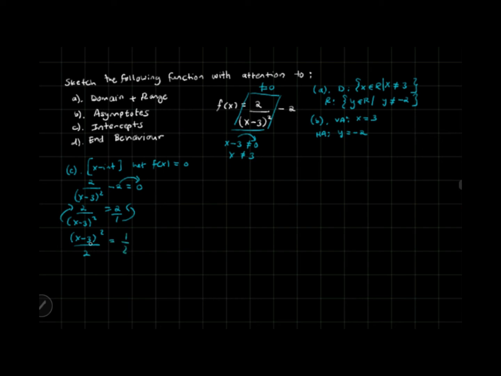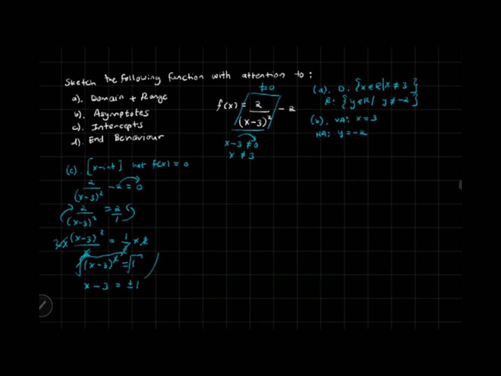What I want to do here is isolate for x. I'm going to multiply this by 2, and do the same thing to the other side. And here you get (x minus 3) squared is equal to 1. If you want to solve for x, I'm going to take the square root of both sides, and the square and the square root cancel out. And remember that the square root of 1 is plus or minus 1. So this indicates that we're going to have two x-intercepts.